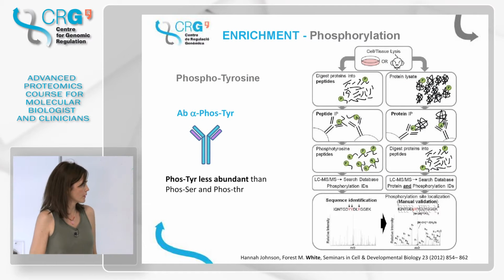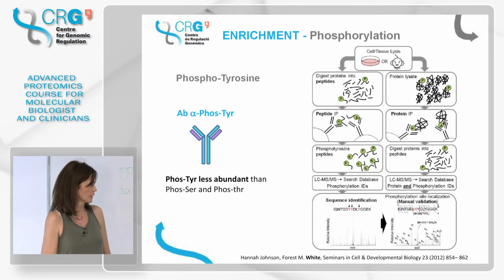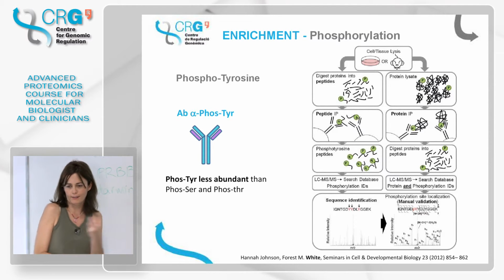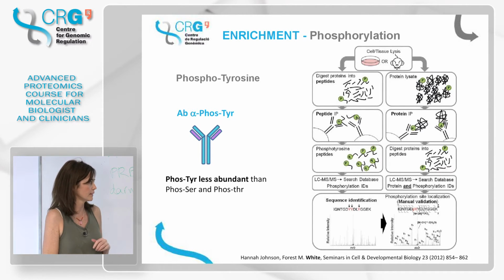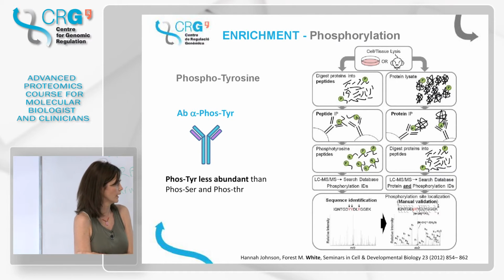The enrichment with antibodies is done mostly or all the time with phosphotyrosine, because phosphotyrosine is even less abundant than phosphoserine and phosphothreonine. There are fewer tyrosines that get phosphorylated, and therefore it's very important to enrich for them. The good thing is that there are antibodies that can attach to phosphotyrosine, which doesn't happen in the case of serine or threonine. And this can be done at the peptide level or at the protein level.